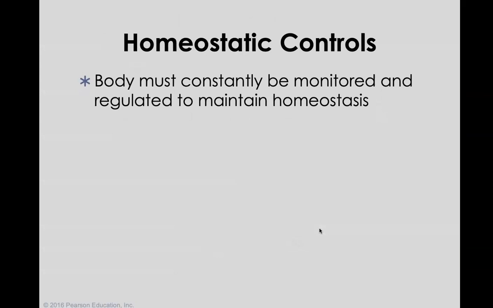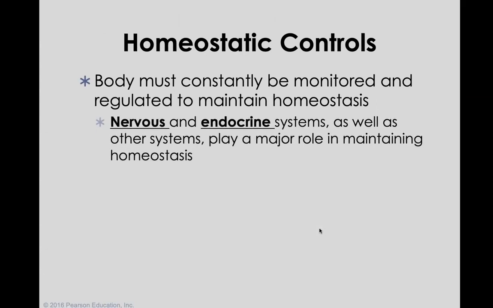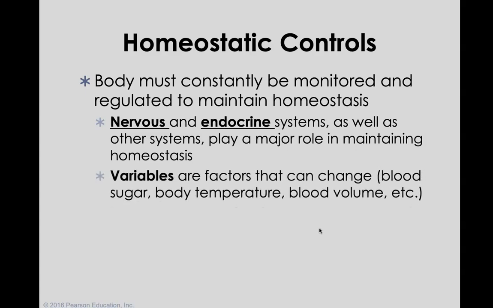So homeostasis is important, right? Homeostasis keeps us going. And there are different parts of these homeostatic controls. So we're going to talk about the different parts. The body has to be constantly monitored, right? We have to have some type of way of monitoring when it's out of whack. And so the nervous system and the endocrine system, as well as other monitoring systems. But those are the biggies that are going to play the major role in maintaining our homeostasis.